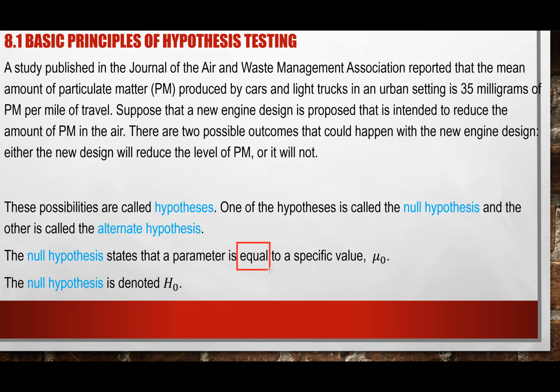The null hypothesis will only take on an equal sign. It cannot take on any sign other than the equal sign. That's why I call it a dummy variable, because it's only equal to something. So if the null hypothesis can only be equal to something, for example, the mean is equal to 35, based on this 35 micrograms of pollution release, again, the null is equal to 35.